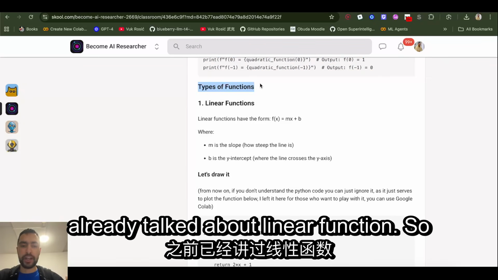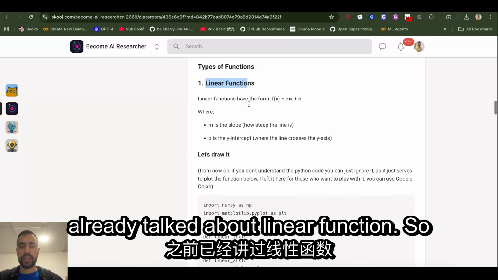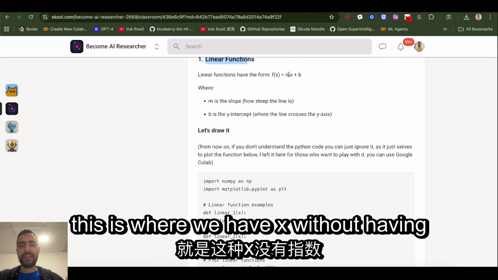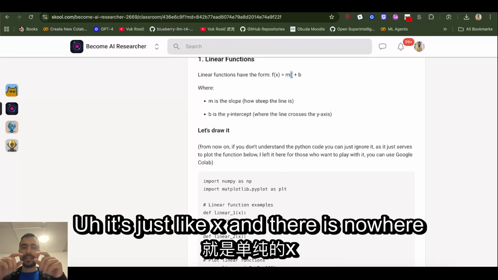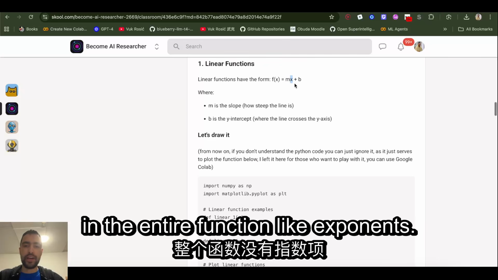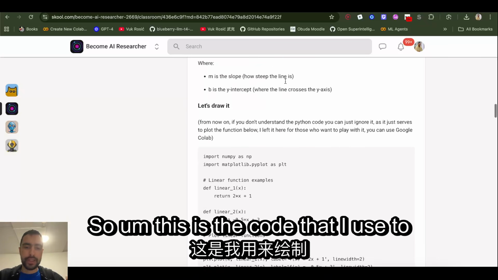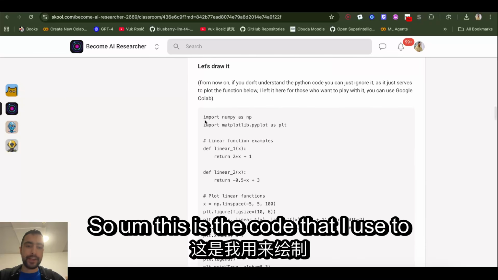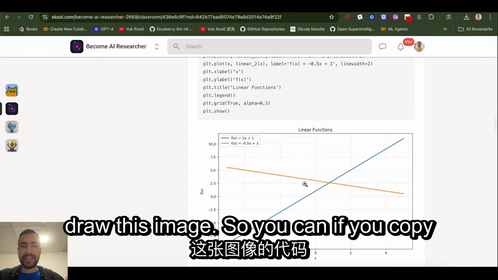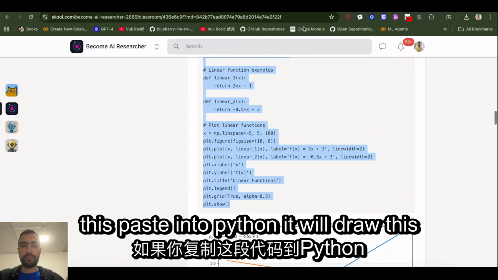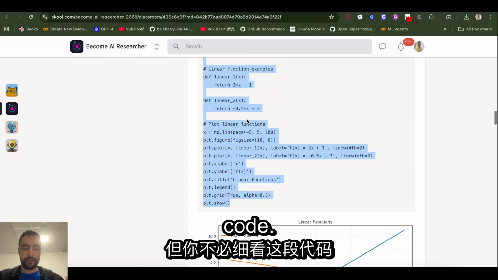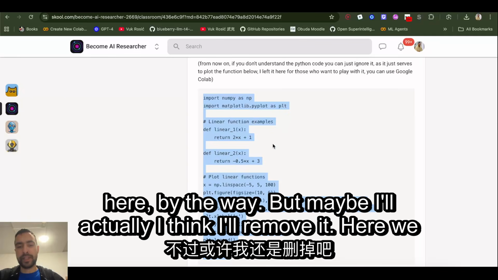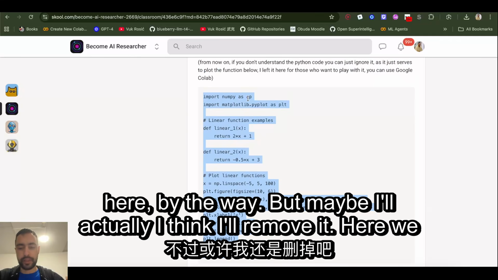Let's check out types of functions. I already talked about linear function. So this is where we have x without having some exponent like squared or to 3. It's just x. And there is nowhere in the entire function any exponents. So this is the code that I use to draw this image. If you copy this and paste it into Python, it will draw this image, but you don't need to look at this code. I'm not even sure if I should keep it here, by the way, but I think I'll remove it.